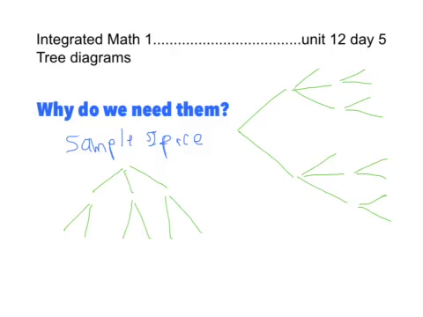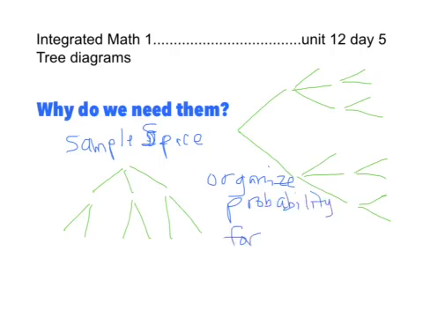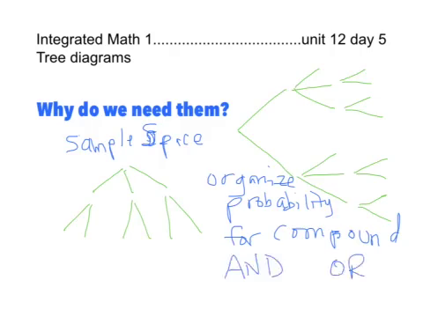We also need trees. They can help us organize probabilities, especially for compound events, that is one thing happening after another, or we could even say several events. This and that happening, this or that happening.